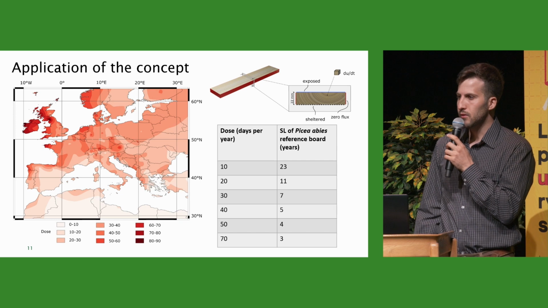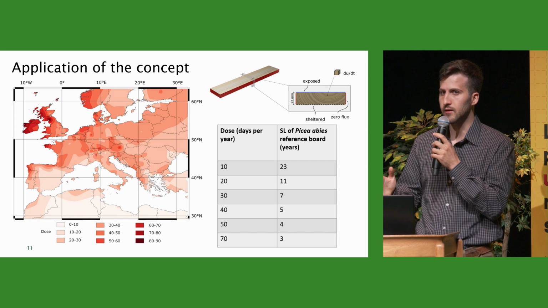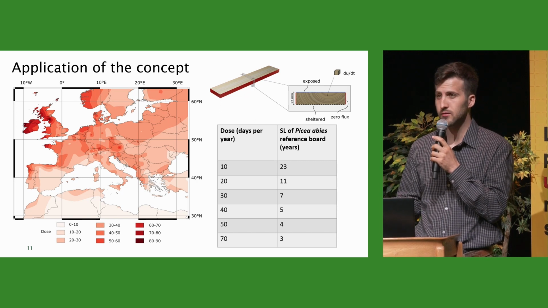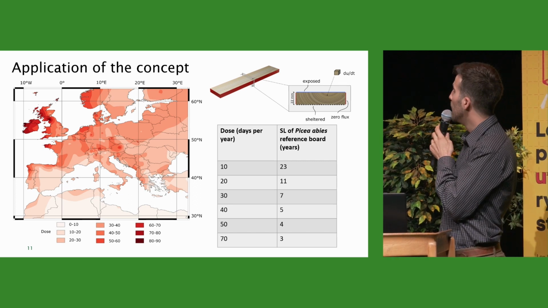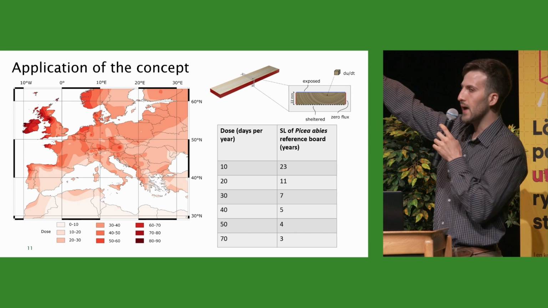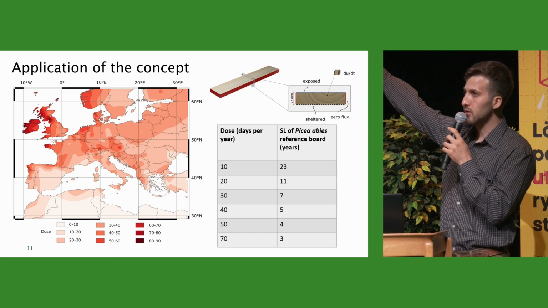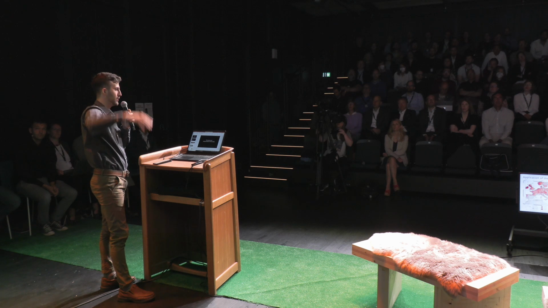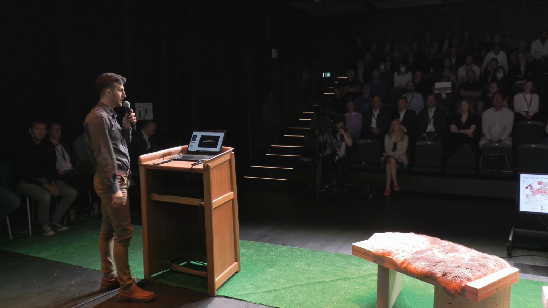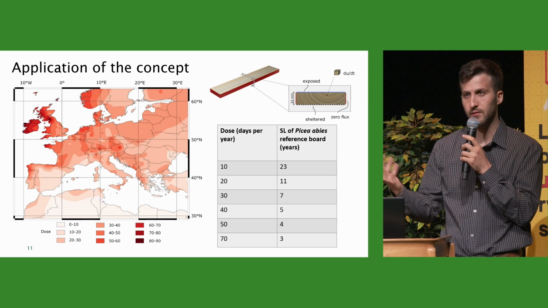If you would then model the amount of dose that it experiences during an average year, that is in a typical year of the last 20 years of climate data, you would see that you get these bands of dose being produced over Europe. If you fall in a dose of 10, you can expect that reference board, in a horizontal orientation, to last 23 years approximately. And when you have a very high risk region, at a 70, you can expect something like 3.